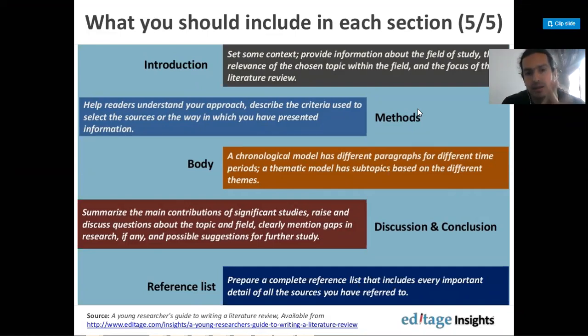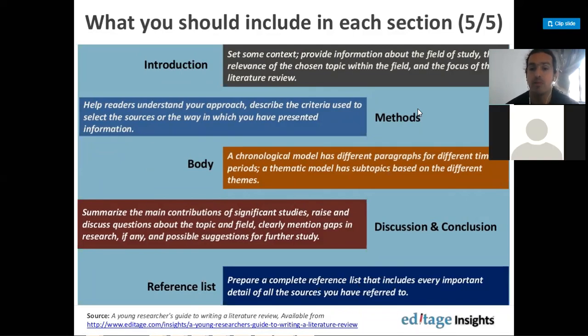Then the body. It says a chronological model has different paragraphs for different time periods. A thematic model has subtopics based on different themes. So the way in which the contributions for your study, right? Then the discussions and conclusions about that. So, for example, which were the conclusions that the authors have arrived at, right? That's it.